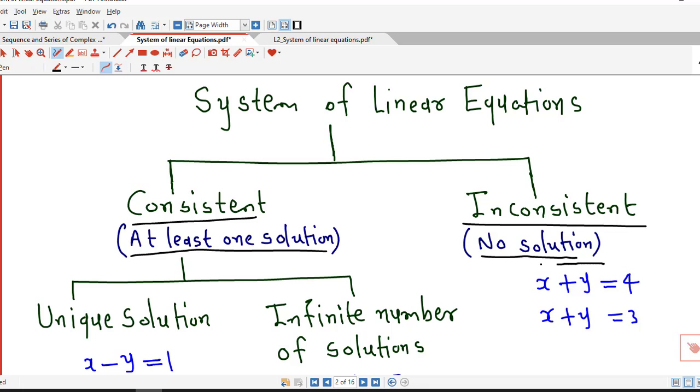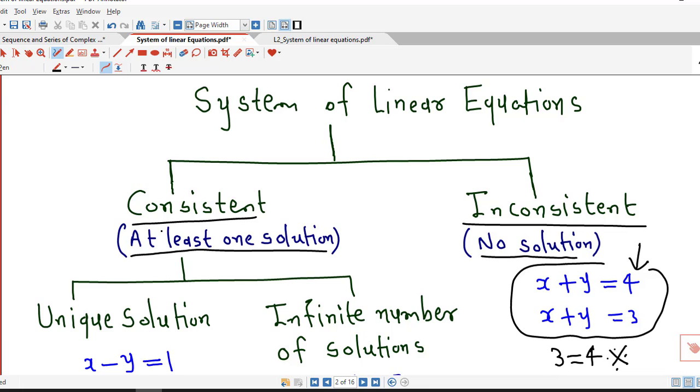So if we observe this system, this is a system of two linear equations in two variables. x plus y equal to 4 and x plus y equal to 3. If we compare both sides, the left hand sides are equal, so we obtain 3 equal to 4, which is a contradiction. Therefore this system is inconsistent, it has no solution.